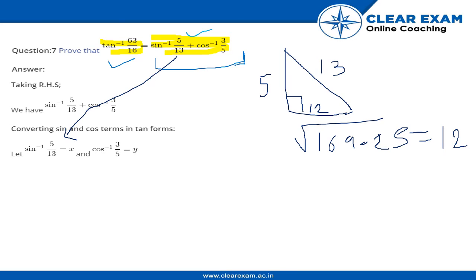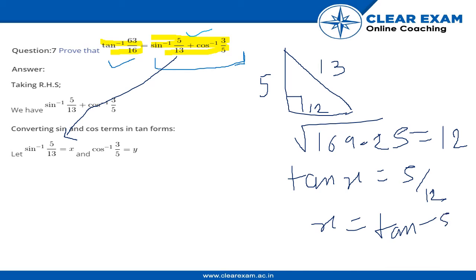So we can directly see that tan x is equal to 5 by 12, or x is equal to tan inverse 5 upon 12. We directly got sin inverse 5 by 13 as tan inverse 5 by 12.